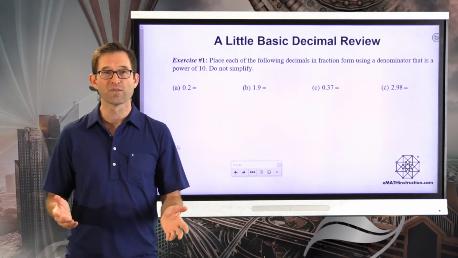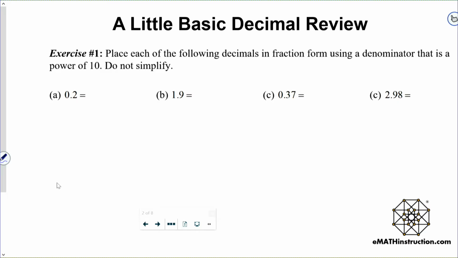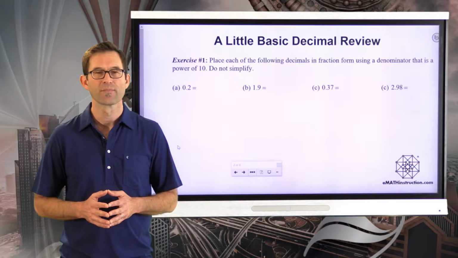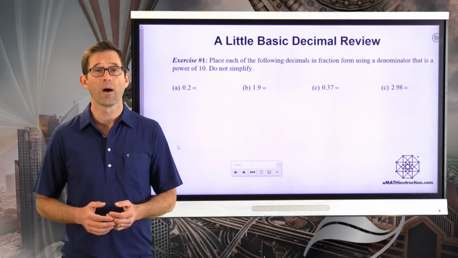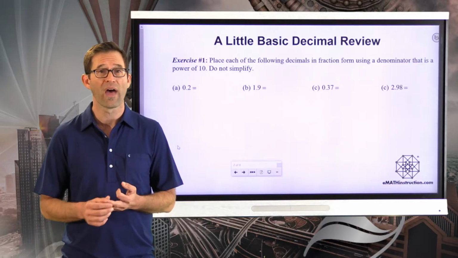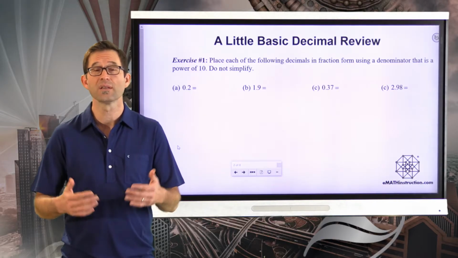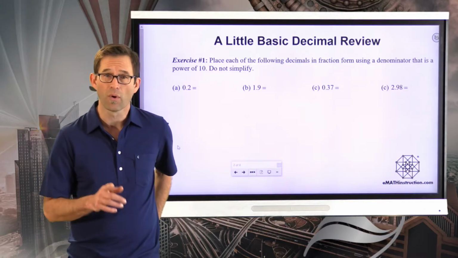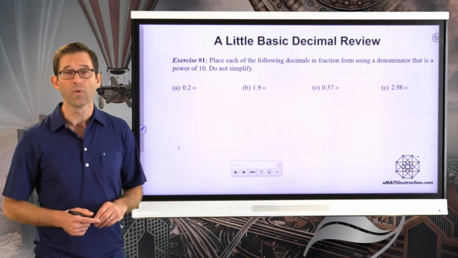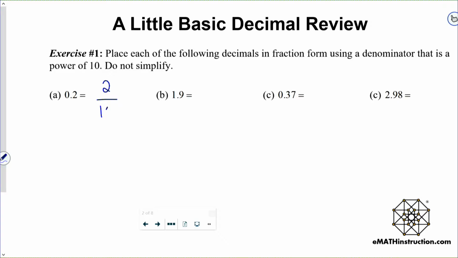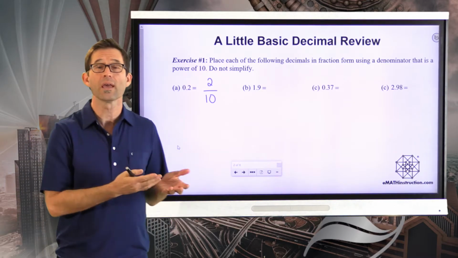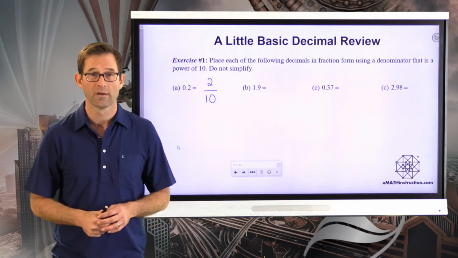Here we go. Exercise number 1, let's do a little basic decimal review. Place each of the following decimals in fraction form using a denominator that is a power of 10. Do not simplify. So in other words, decimals are all really about fractions that have denominators of 10, 100, 1,000, 10,000, 100,000, etc. Those are powers of 10. So for example, in letter A, 0.2, or 2/10, is simply the same, literally, as this fraction. These two are the same number. They represent the same quantity.